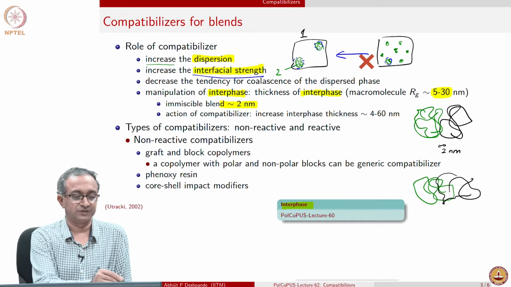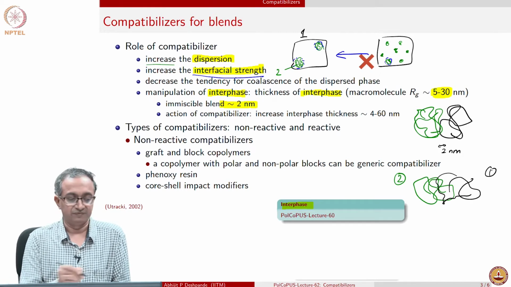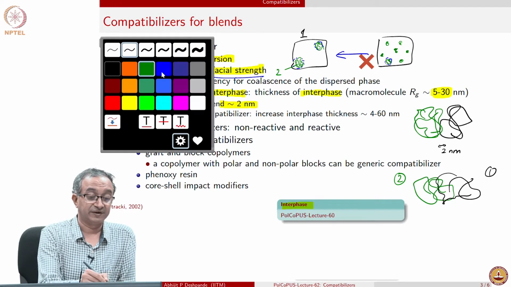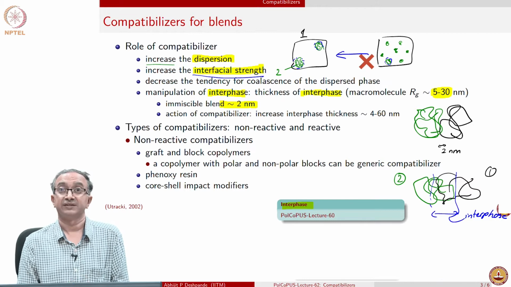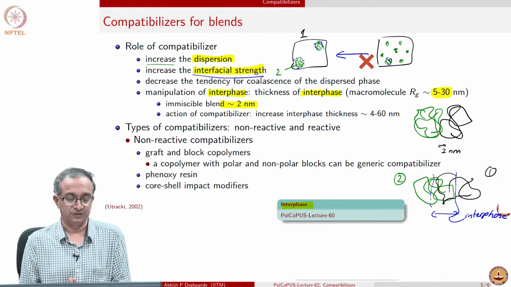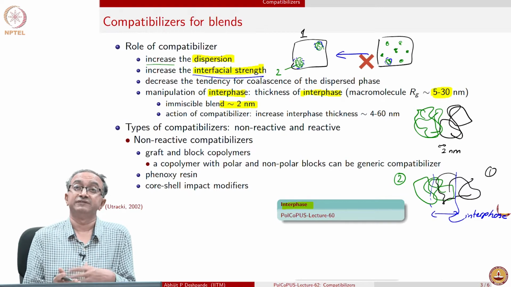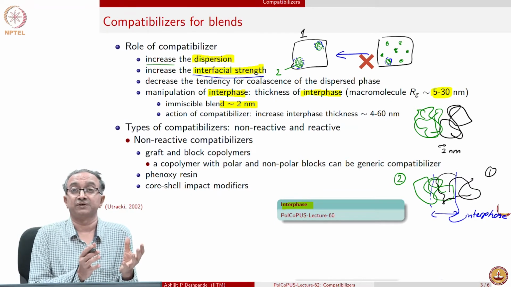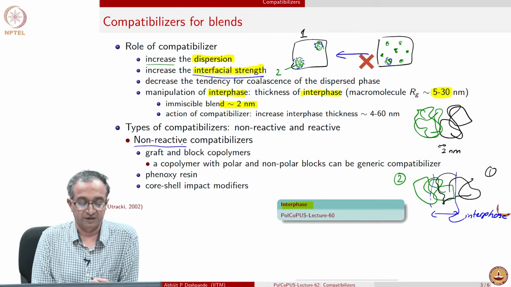So, on this side is of course polymer 2, and on the other side is polymer 1, but what we also have is an interface region which is significantly large, where both the molecules are there. And this interface needs to be maximized if we want good interactions between these two macromolecules. And so, the type of species which can play this role belong to both reactive and non-reactive category. So, let us just look at non-reactive compatibilizers first.